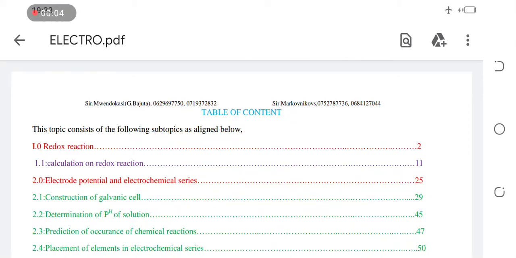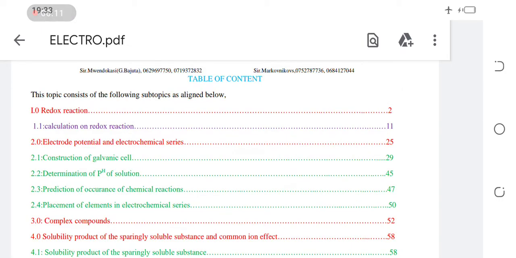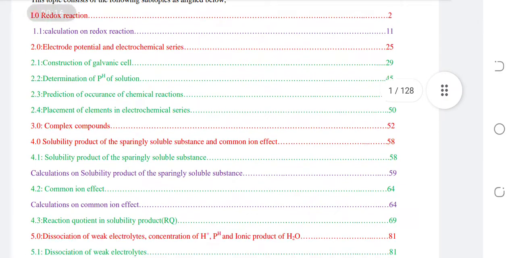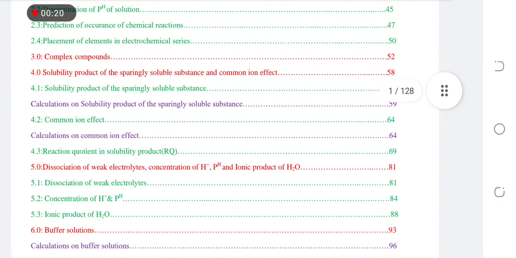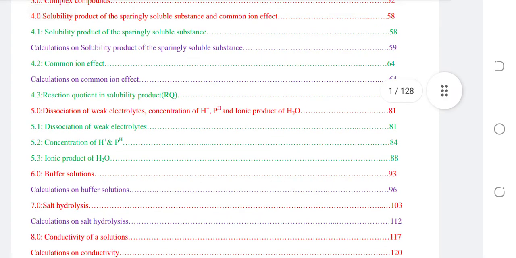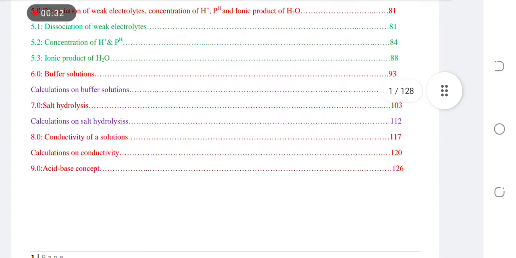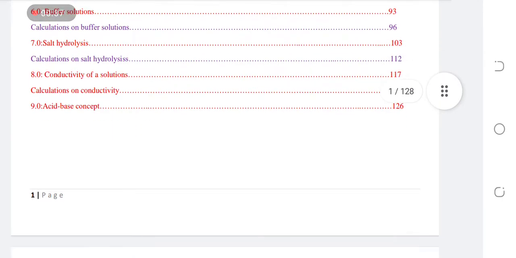I'm going to teach you electrochemistry for advanced level. The topic consists of some subtopics. As you see, there is redox reaction, electrode potential, complex compound, solubility product of sparingly soluble substance, and the common ion effect. Calculations on solubility product of sparingly soluble substance, common ion effect, calculations of common ion effects. As you see, buffer solution, salt hydrolysis, conductivity of solution, and their calculation of conductivity, acid and base concept.